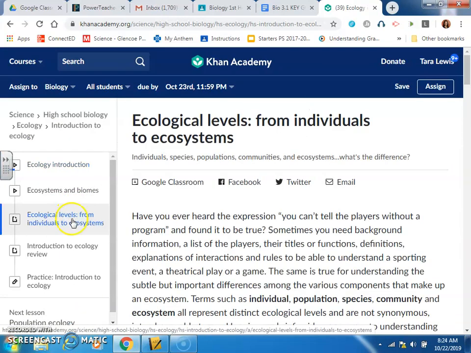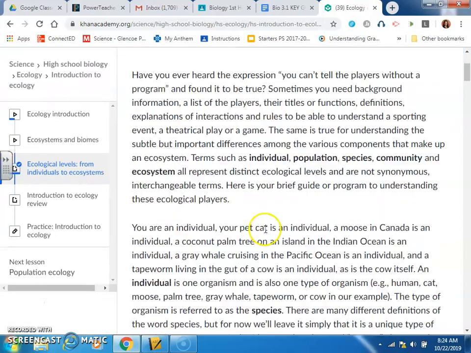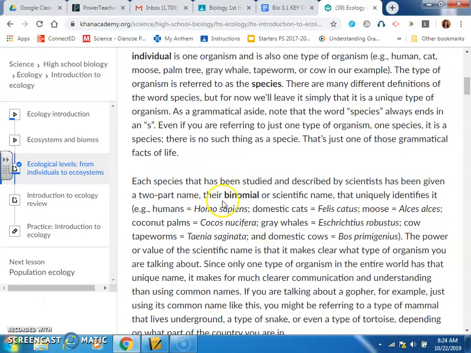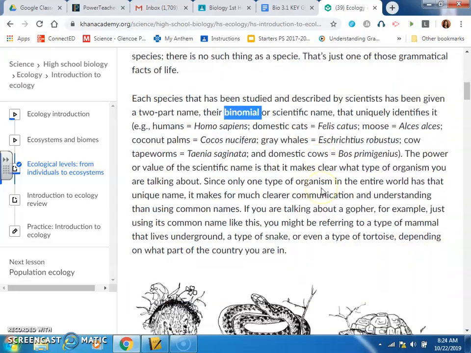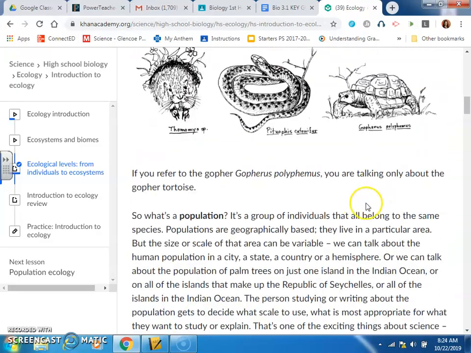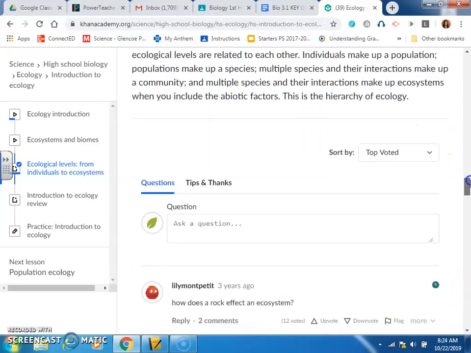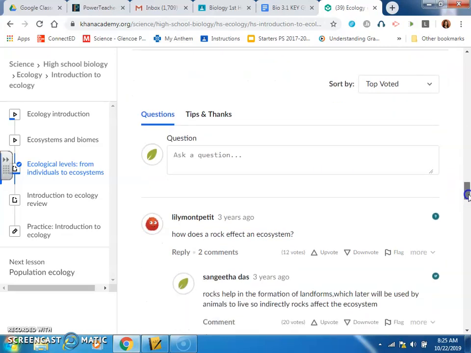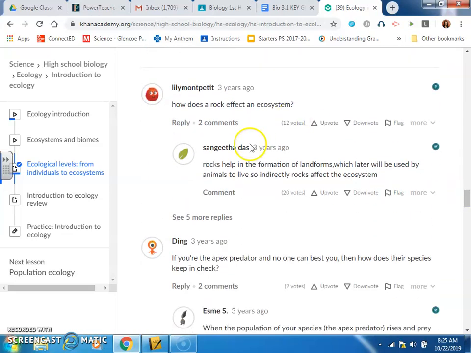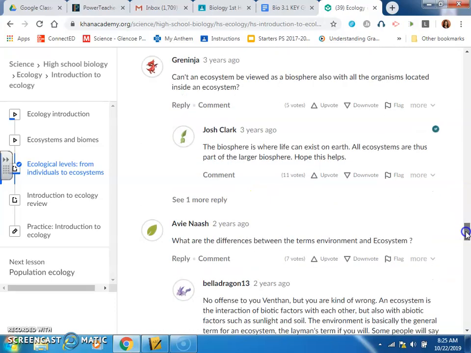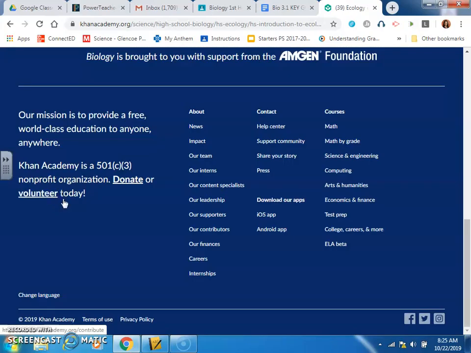And then it'll come to this, and there's something for you to read, okay? And it's about individuals, species, populations, communities, and ecosystems. What's the difference? So it'll have this thing for you to read. You can see that it has different vocabulary words that you may not be used to. And it's just almost as if your book were online. It has all of that information for you. And then you can come in here and you can look at the different questions that people have asked and how someone has answered that. So you go through all of that.